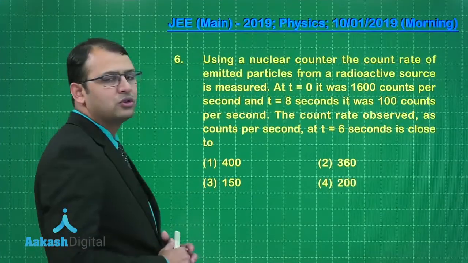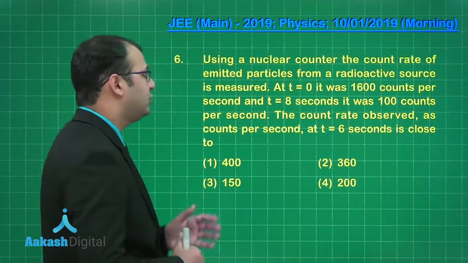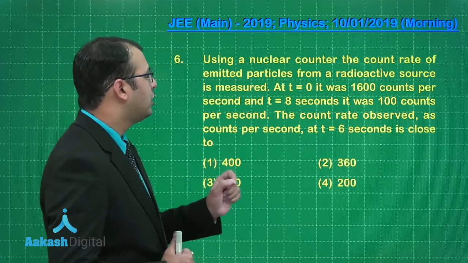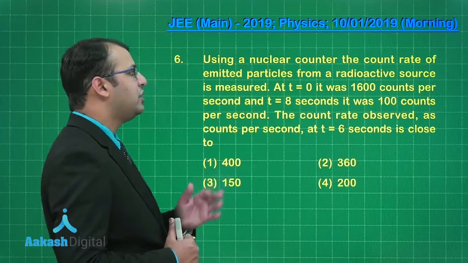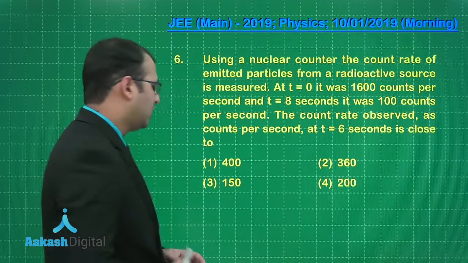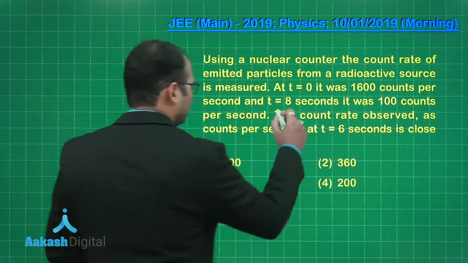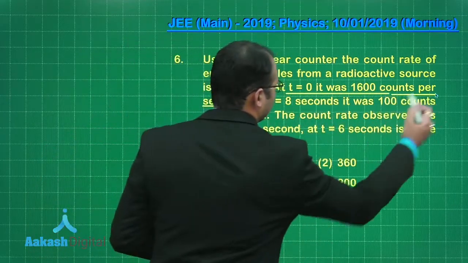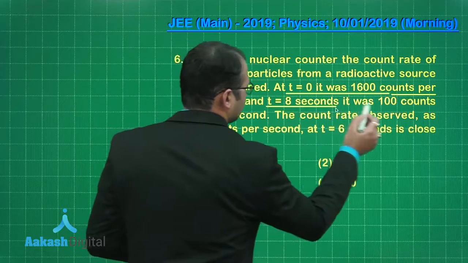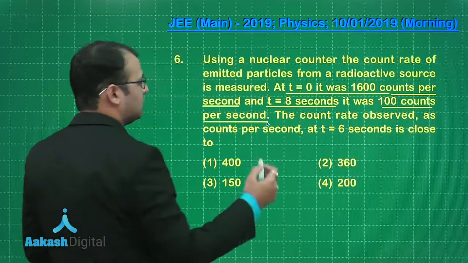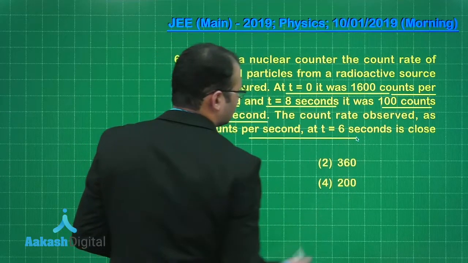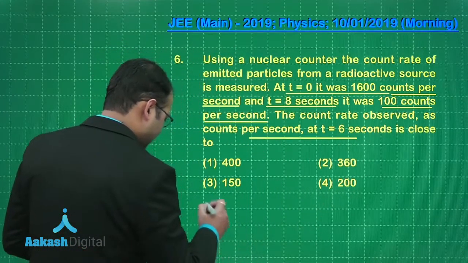Now this question belongs to a section of modern physics from the chapter nuclei. Using a nuclear counter, the count rate of emitted particles from a radioactive source is measured. At t equals 0, the count was 1600 counts per second. So this is the activity. At t equals 8 seconds, it was 100 counts. That means there was decay. The count rate observed at t equals 6 is required. So let's start with the solution.